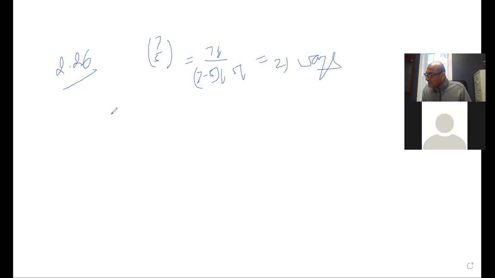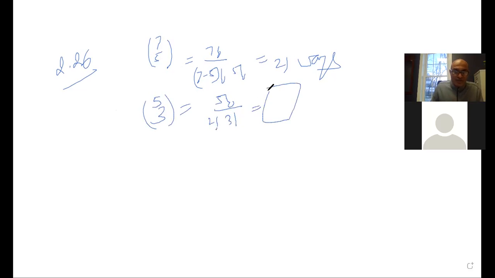How many ways can a person adopt 5 of these rules? So now the second part is 5C3, that is equal to 5 factorial divided by 2 factorial and 3 factorial, 5 minus 3 is 2. So whatever the number you are getting, that is the answer. I think it is 10 ways. So 10 ways are there.